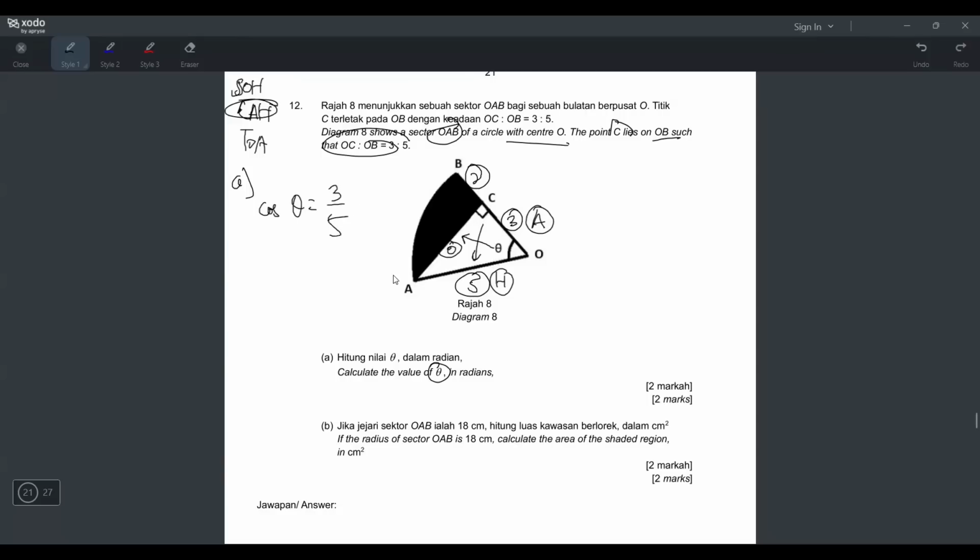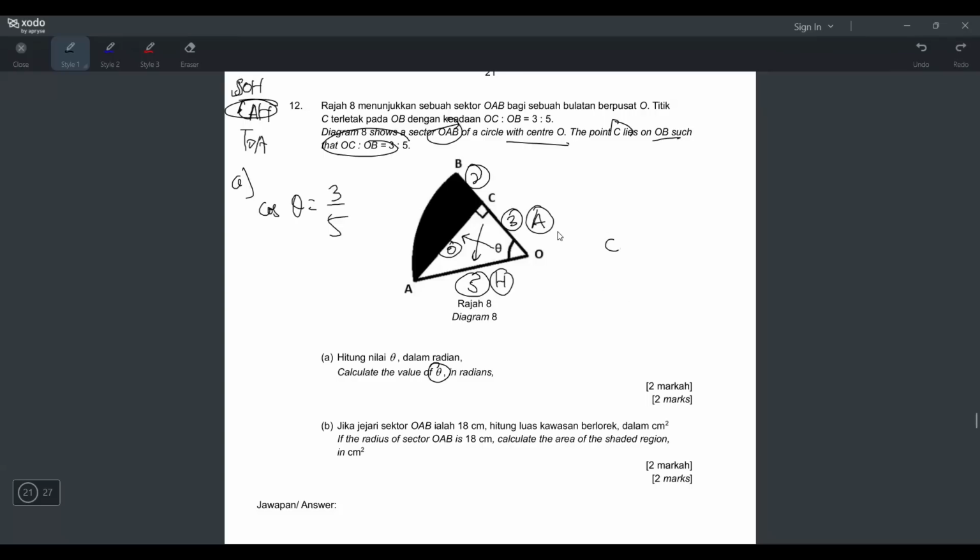I know some students will say, hey, sir, but this 3 and 5 is not the actual length. It's not in cm, it's just a ratio. But it's fine, because in the end, even if you get it in cm, when you simplify, when you cancel, you will end up with 3 over 5, right?